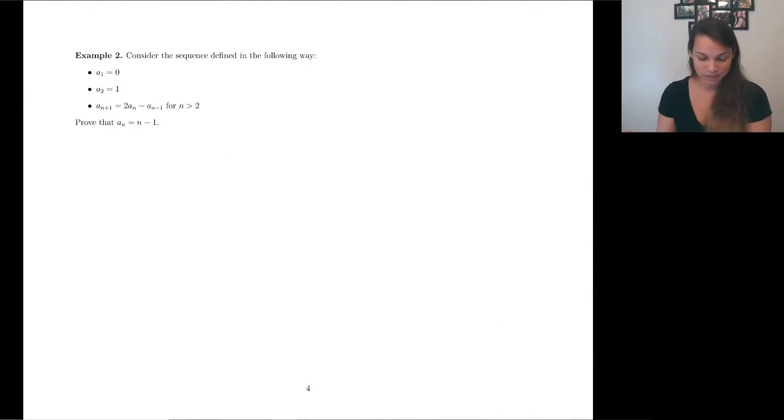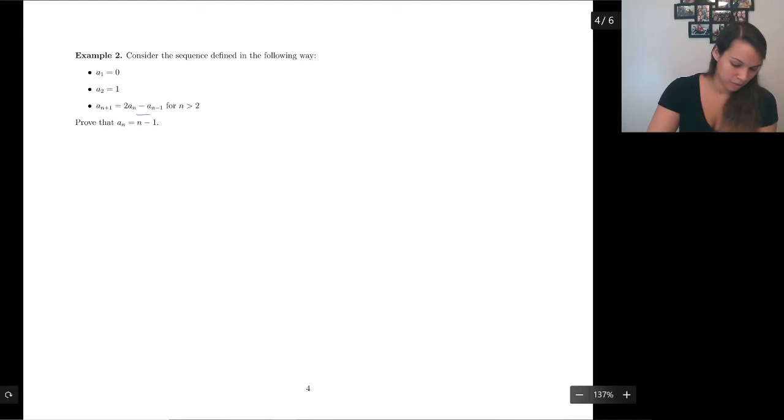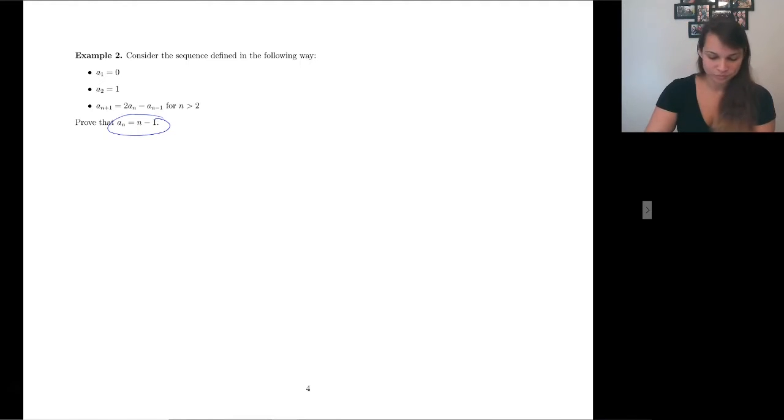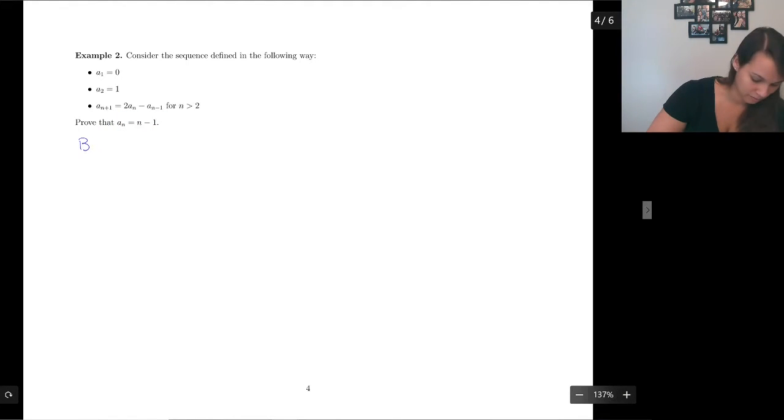We have a sequence now, and I'm going to prove that if we want to define it recursively, it's really just the same thing as defining it this way. So let's start with the base case.